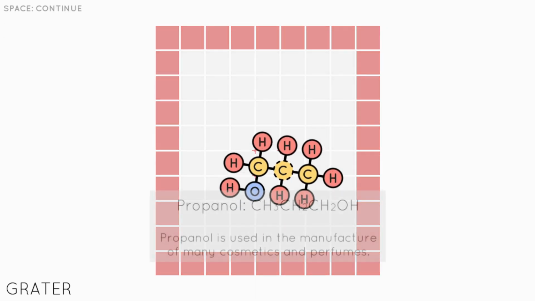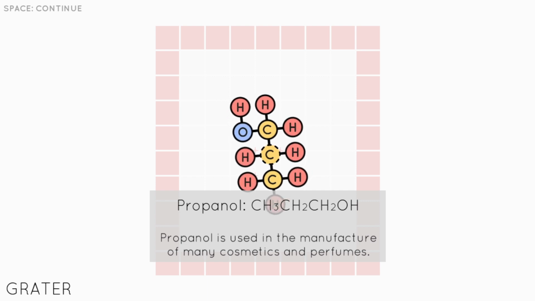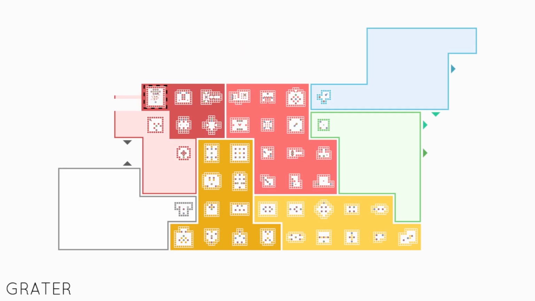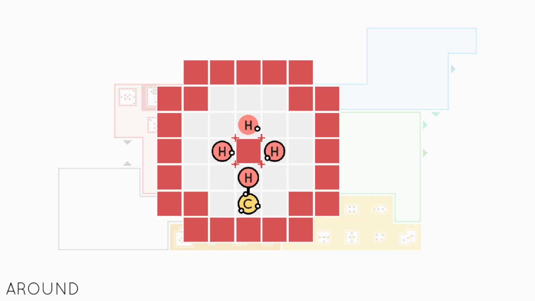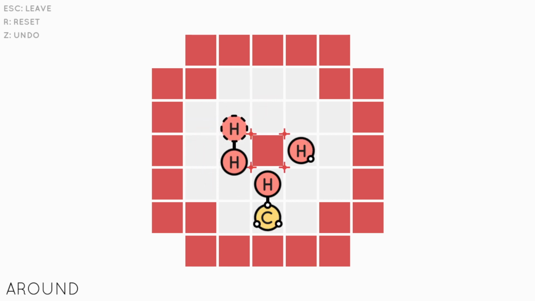Yes, there you go. Propanol. Geez, alright, this is just an alcohol with 3 carbons instead. Propanol is used in the manufacture of many cosmetics and perfumes. Cool. What are you? Right. So this almost instantly guarantees I make a bond first. I can do this though. Maybe that's good. I need to make what?